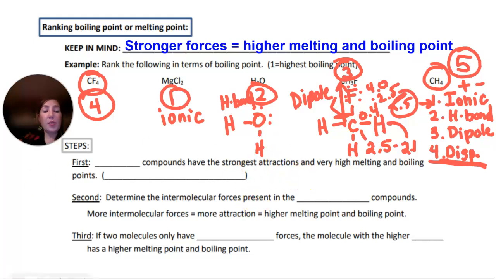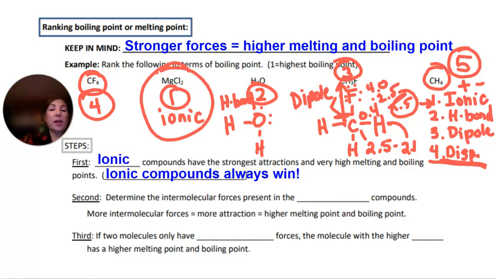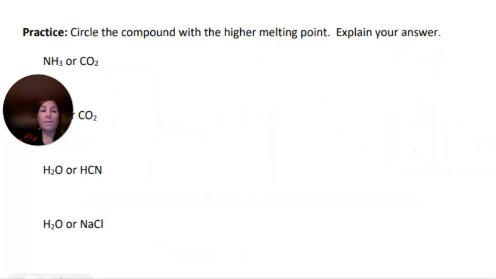Okay, so first, ionic compounds had the strongest attractions, and they had really high melting and boiling points. So the ionic compounds, they always win, like we had magnesium chloride, winner. Then we determined the intermolecular forces present in all of the other covalent compounds. More IMFs, like hydrogen bonding, that wins. Then dipole, lastly comes dispersion. If molecules only have dispersion forces, the one with the higher mass, more electrons to do more bunching up for dispersion forces, that one will have the higher melting and boiling point, and that one will win.